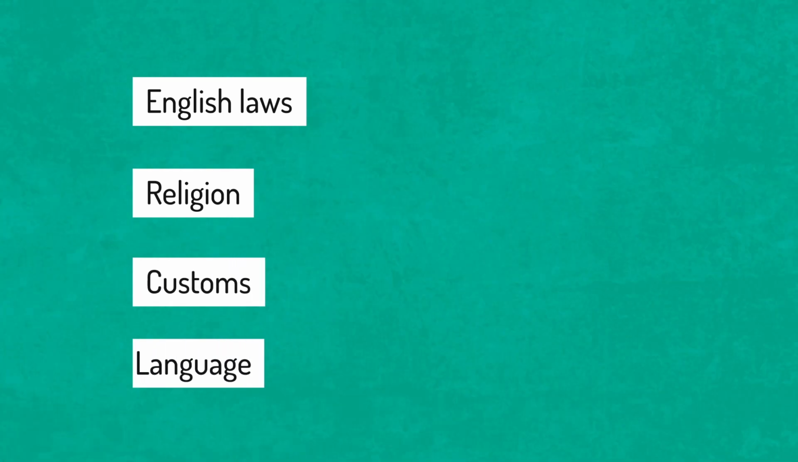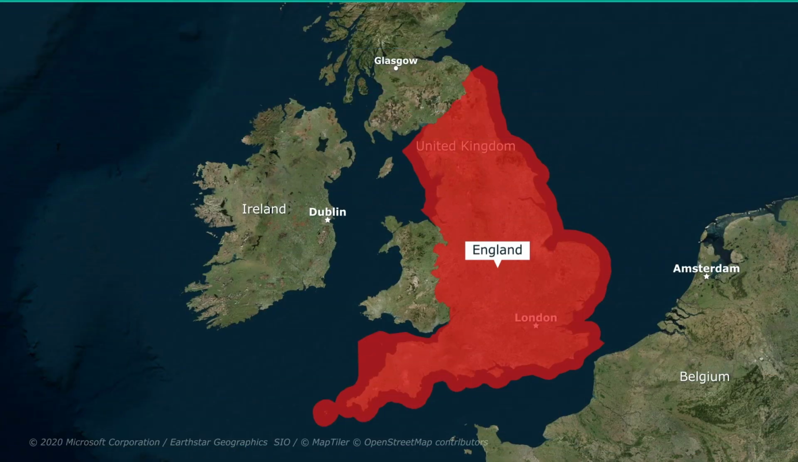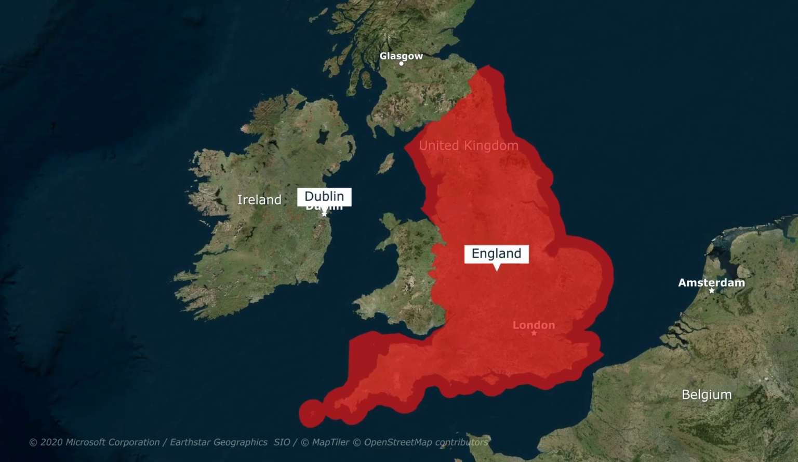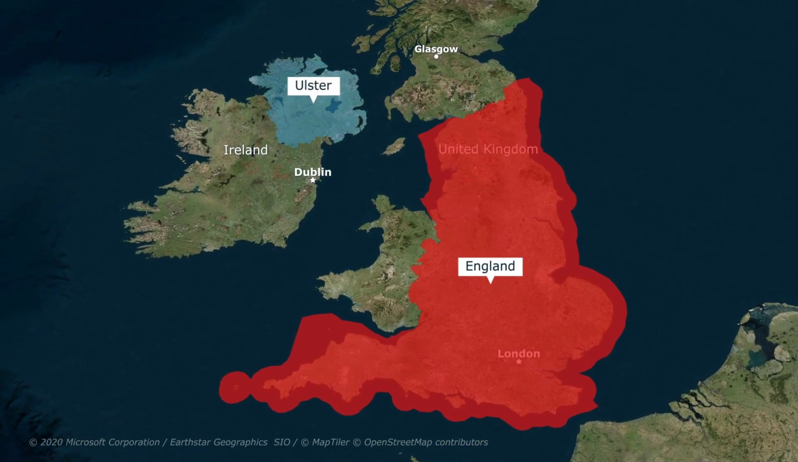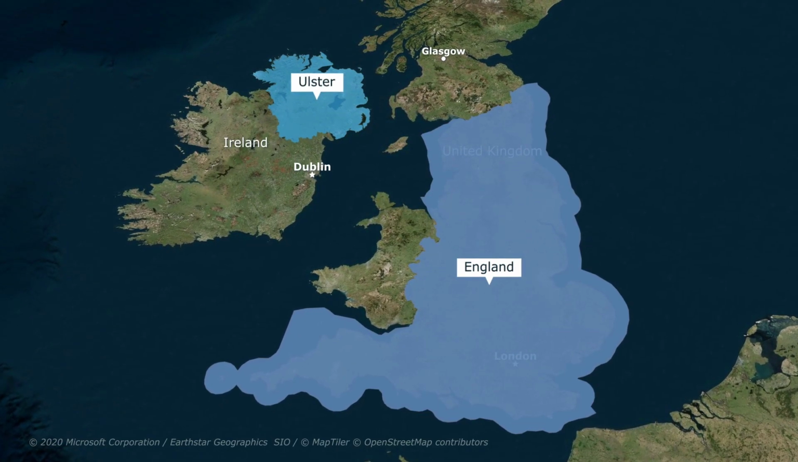And so began a long, bloody, and bitter period of English occupation in Ireland, bringing with it English laws, religion, customs, and language. In the late 16th century, England had control of Dublin, while the rural areas of Ireland were still hotly contested. The northern area of Ulster was yet to succumb to English rule, and this region was to see some of the bloodiest fighting in Irish history.